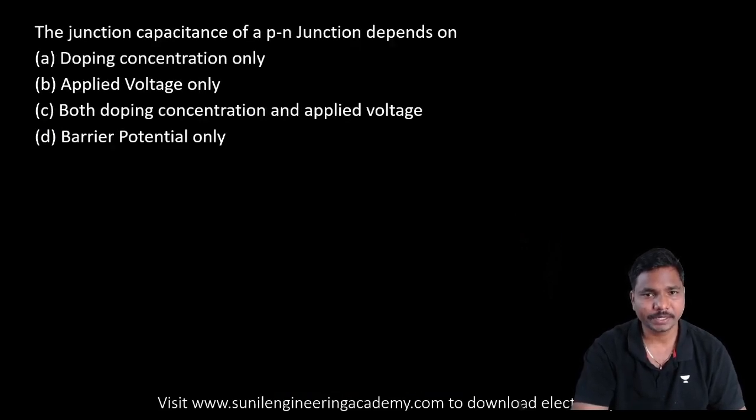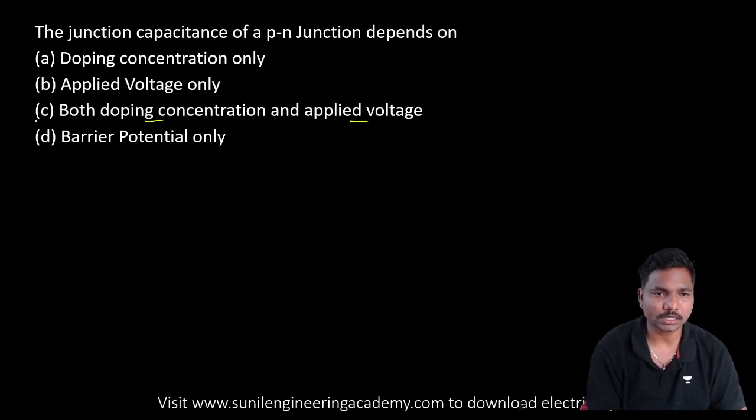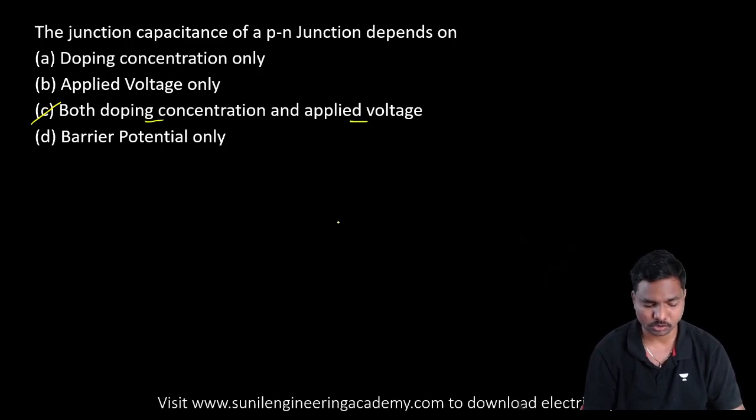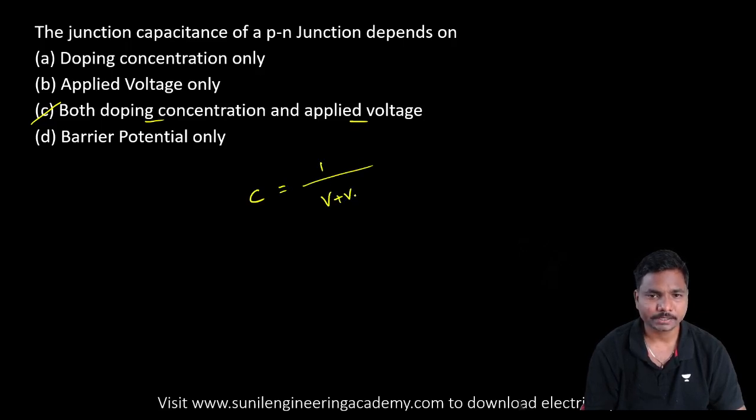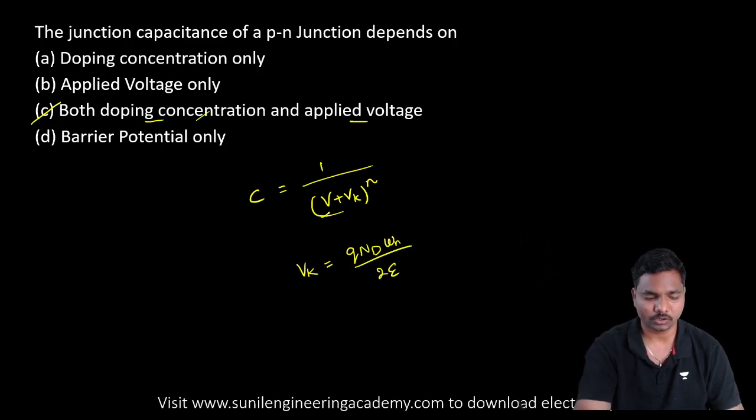Junction capacitance of a PN junction depends on dash. Junction capacitance depends upon both the applied voltage and the doping concentration. Why? Because I have already given that capacitance is equal to 1 by (V plus Vk) whole power n. This Vk depends upon the doping concentration, Q, N donor, and so on. So that means it depends upon the doping concentration and also the applied voltage.